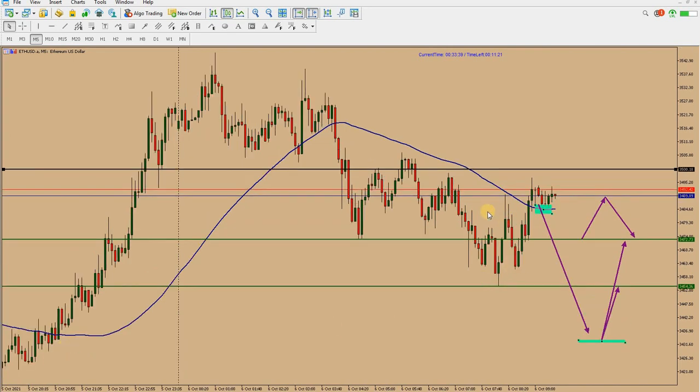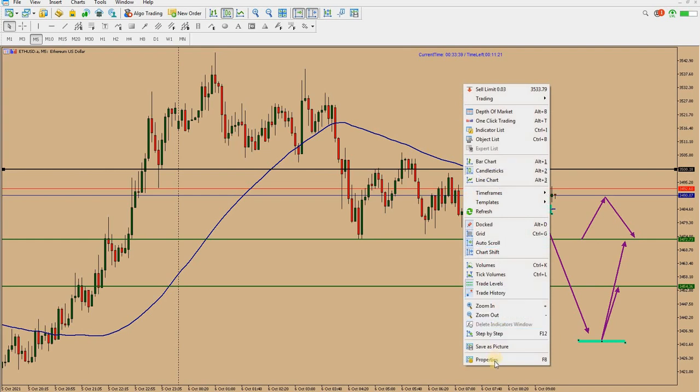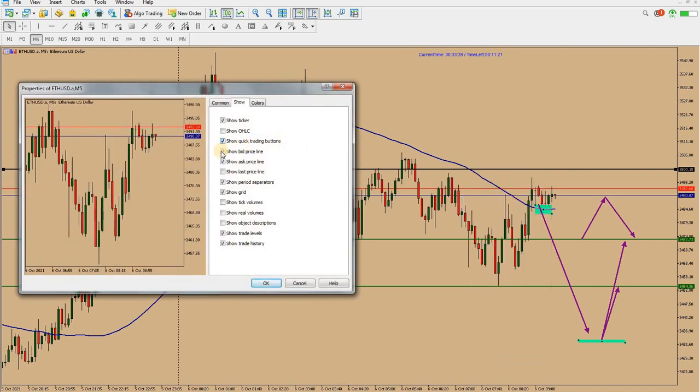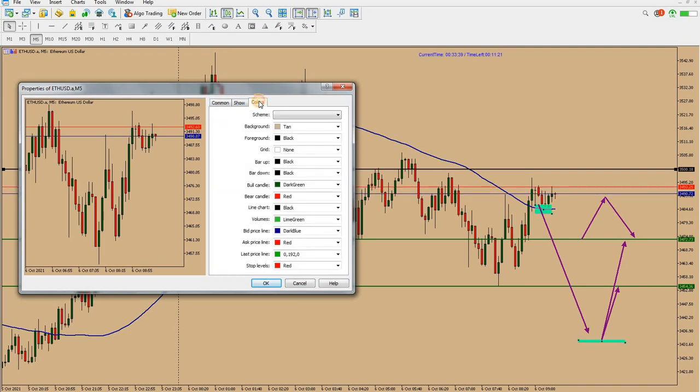Remember, when you're going to trade any currency or crypto or stock, go to the properties here and make sure you tick show bid price line and show ask price line. When you tick them, it says bid blue color, and you can change the color if you want to. You go to colors, then you look for the bid price and ask price. You can change any color you want.